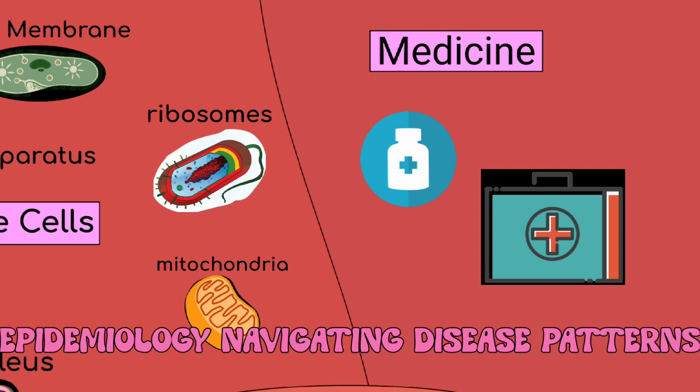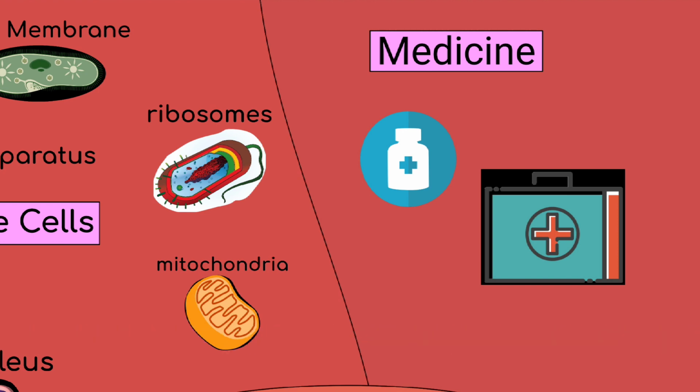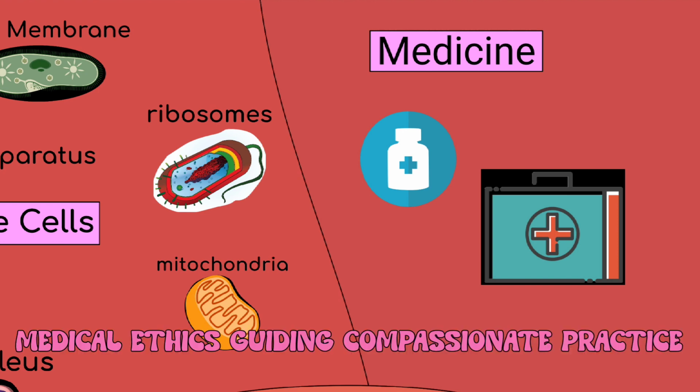Epidemiology, navigating disease patterns. Epidemiology studies the patterns, causes, and effects of diseases within populations. It collaborates with microbiology, pathology, and immunology to track disease spread, identify risk factors, and implement preventive measures. The interplay between epidemiology and these disciplines is crucial for managing public health, understanding disease dynamics, and devising strategies for disease control. Medical ethics, guiding compassionate practice.